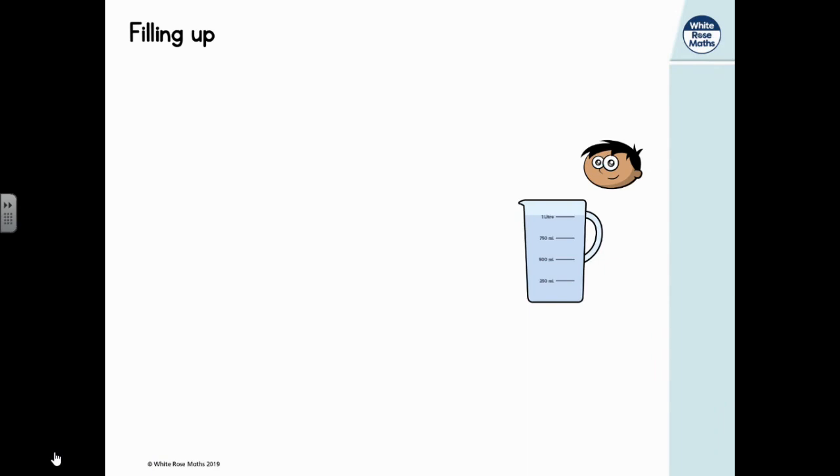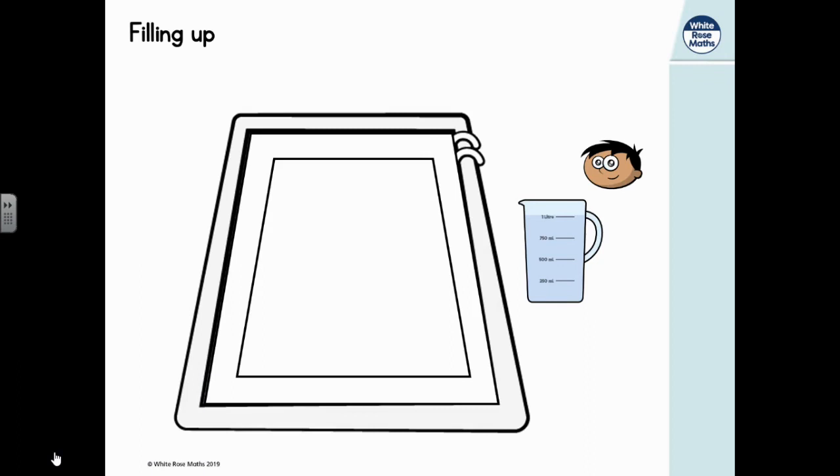Amir is doing some filling up. He's filled his 1 litre jug with water and he's going around his house looking for things to fill up. The first thing he comes across is an empty swimming pool. Should he use his 1 litre jug to fill up an empty swimming pool? No. That's a terrible idea, Amir. It will take you forever to fill a swimming pool with a 1 litre jug. You need a hose pipe for that.